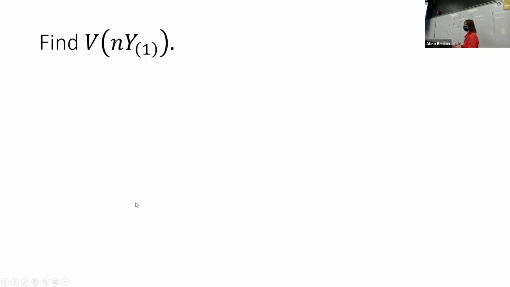So now let's find the variance of this estimator. See if it approaches 0 as n approaches infinity. All right, so start by pulling the n out. So we get n squared times the variance of the minimum.